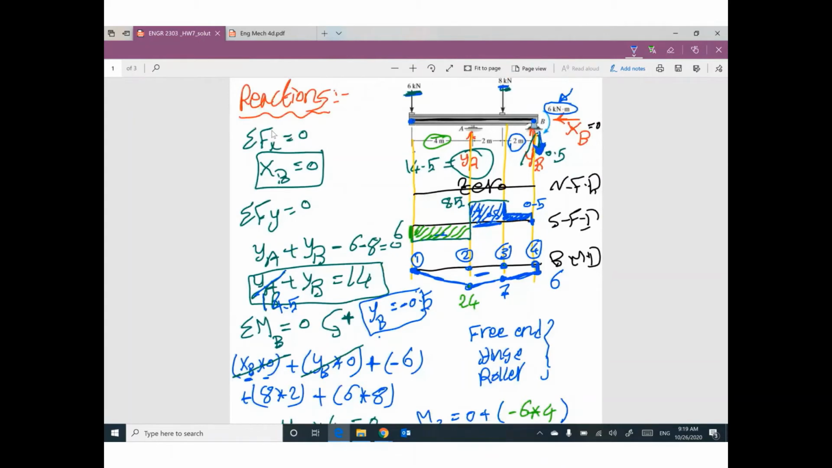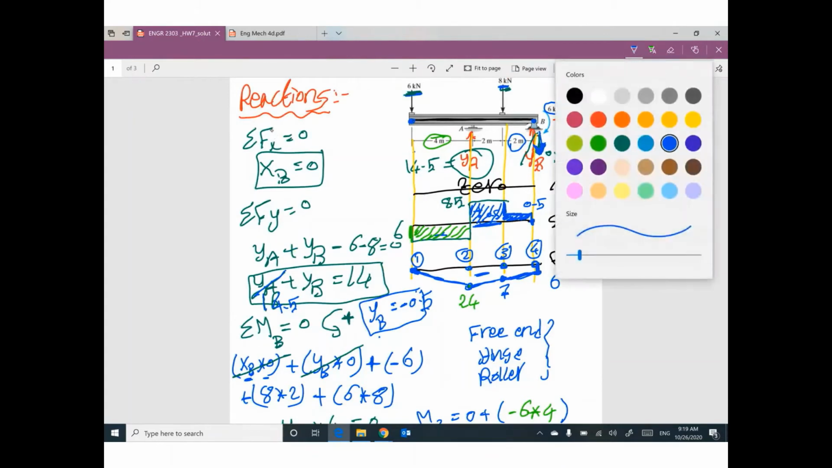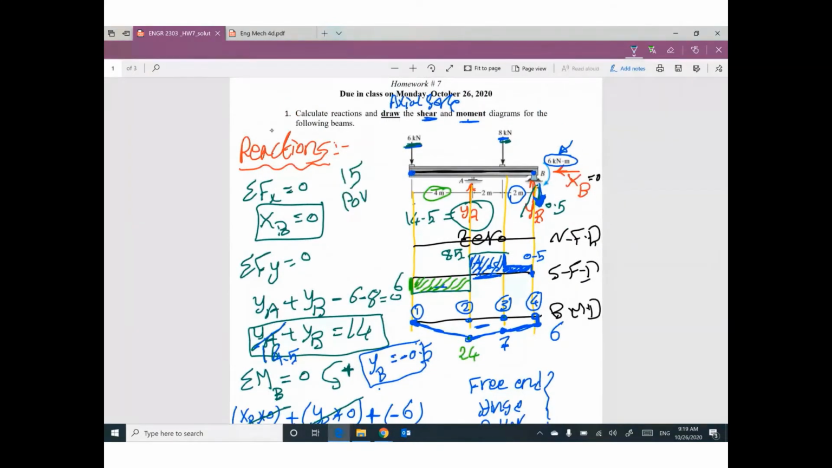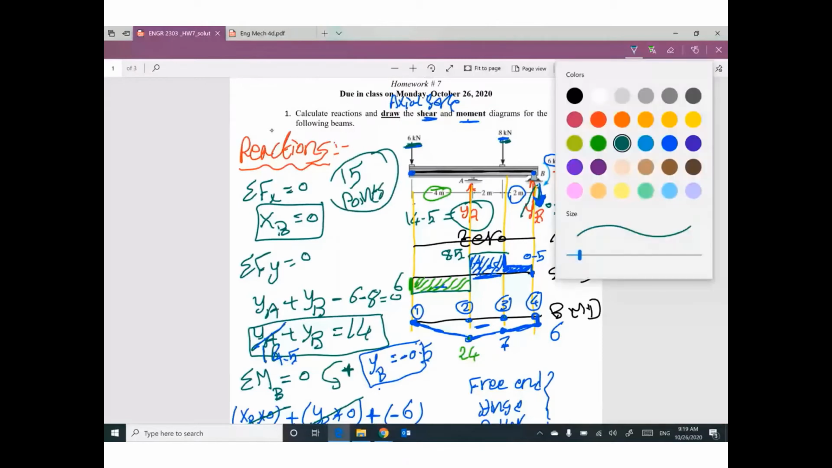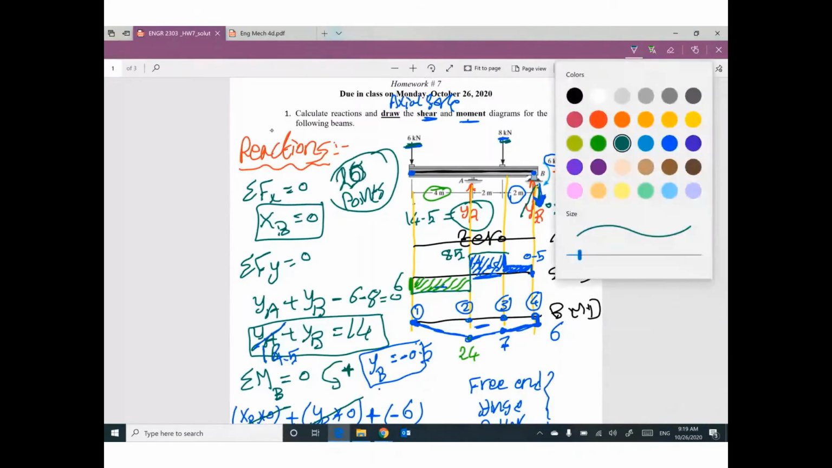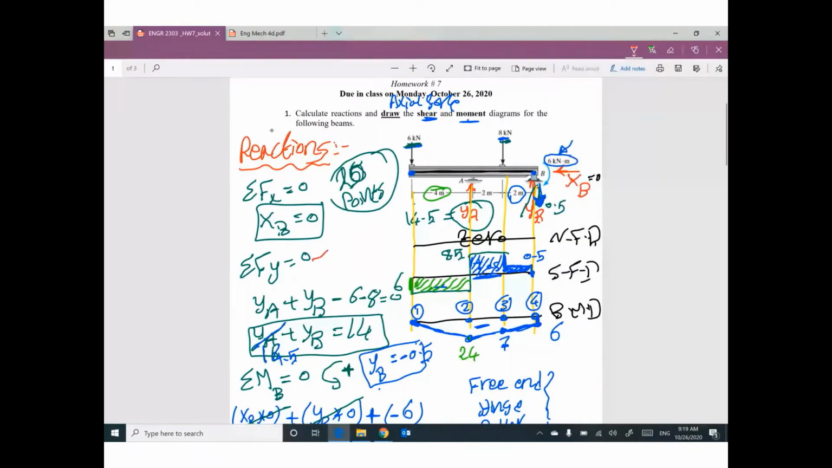Guys, in the exam, probably this problem will have 20 points. 5 points for reaction, 5 points for normal, 5 points for shear, 5 points for bending moment. So make sure you are doing your reactions well, in more detail.